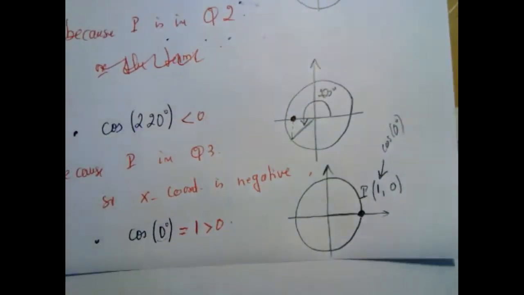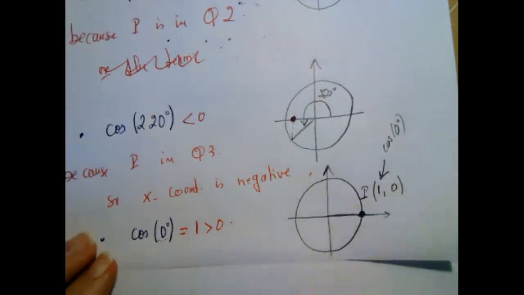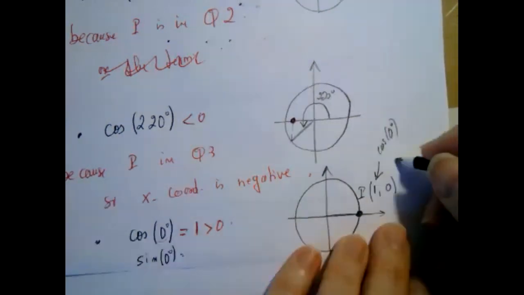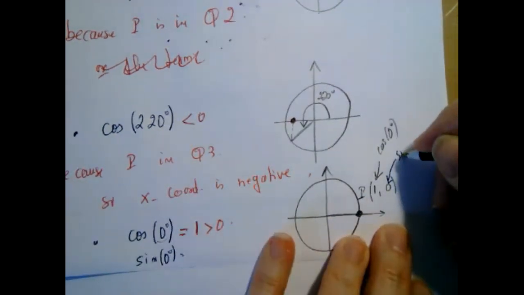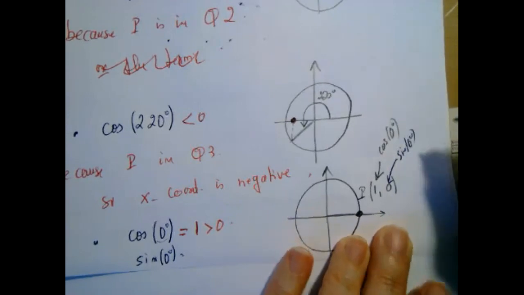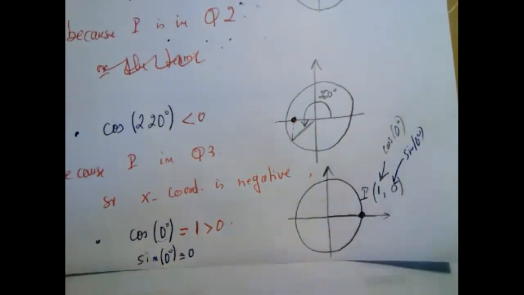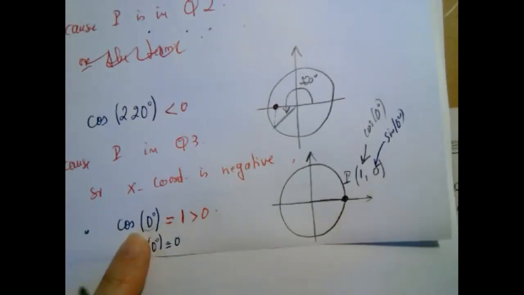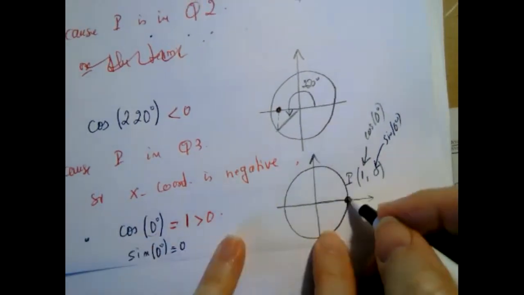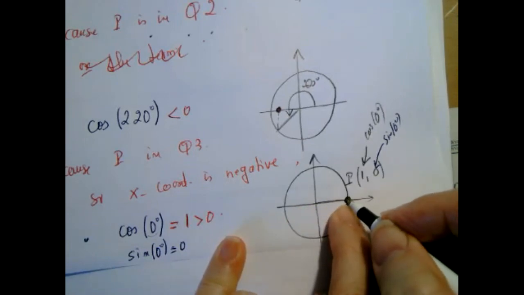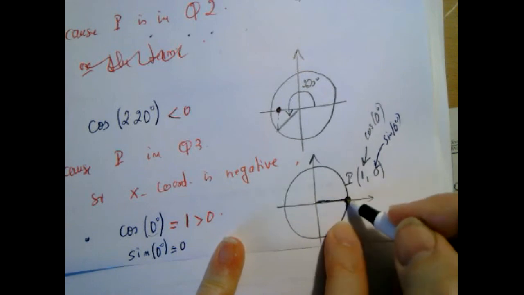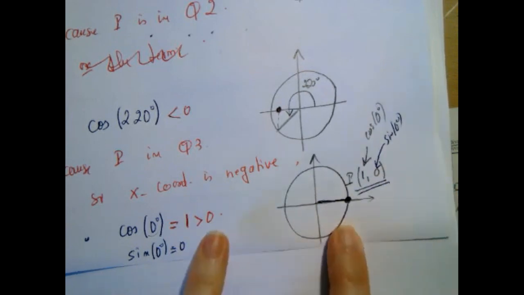Okay, so the cosine of 0 is not 0. Actually, the sine of 0, which is the y-coordinate, so that's the sine of 0 degrees, is equal to 0. Okay, so what is the point that corresponds to the angle 0? The point that corresponds to 0 is this point. So it's the point on the unit circle that forms an angle 0 with the x-axis. It's this one. It's this point right there.